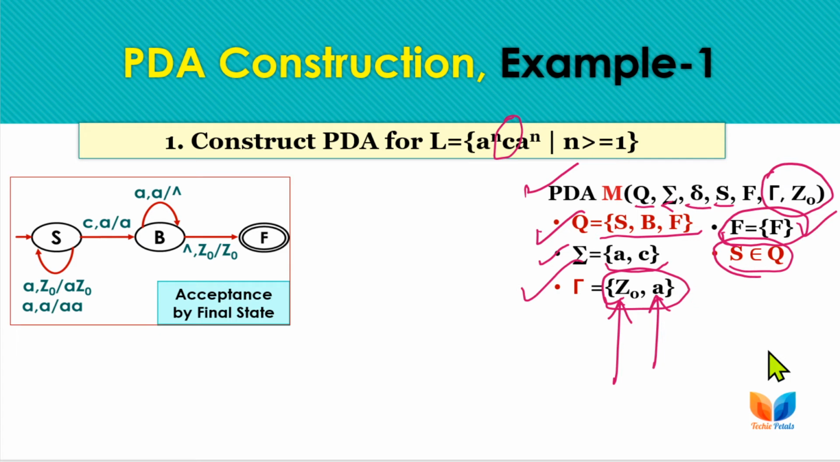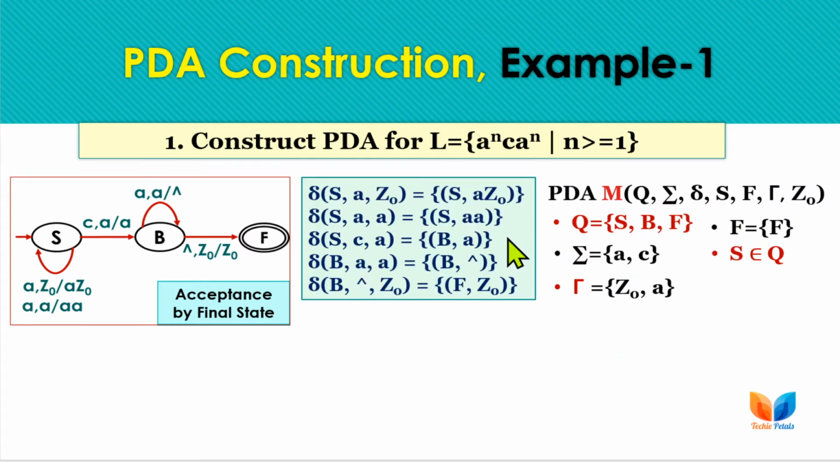We may have different symbols for the stack, meaning instead of A you can have X, Y, or any other symbol. Those cases we will cover in further lectures. So these are the tuples for this particular context free language. Next we have to define the transitions. From the state S we have three transitions, 1, 2 and 3, so corresponding to the state S we have to write all three transitions.